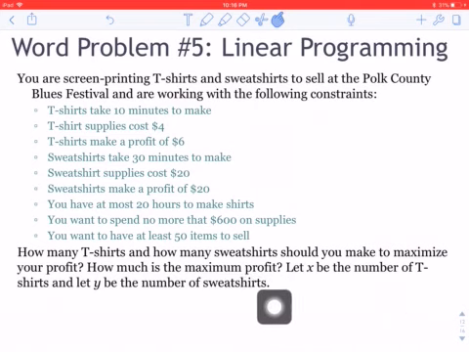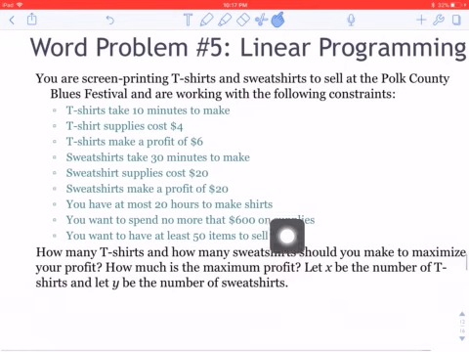Let X be the number of t-shirts and let Y be the number of sweatshirts. And I want to point out that for this particular problem, they've already identified X and Y for us. So we don't have to write let X be, let Y be, etc. However, if they had not done that, make sure you do that because that's always going to be your first step with these word problems. You have to identify your variables.